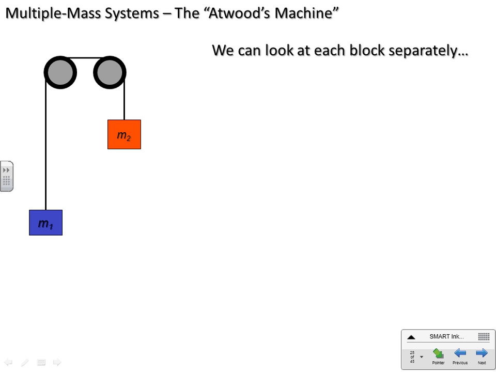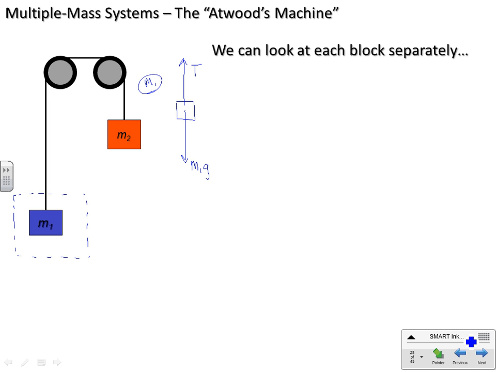So anyway, what we can do here is look at each of these blocks separately. It's one way of analyzing this. If we do that, what I would do is look at the blue one. When I draw that little dotted line around something, what it says to me is I'm isolating that part of the system. I'm going to look at forces that act on that part of the system alone. So if I look at mass M1, we have M1g, the weight of that block, and we have this tension.